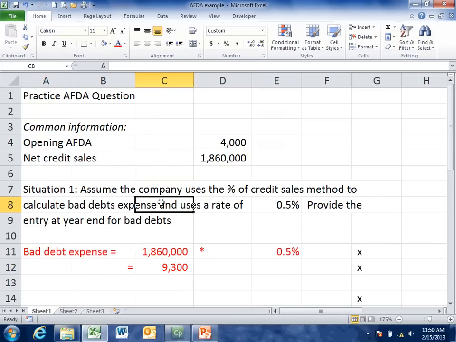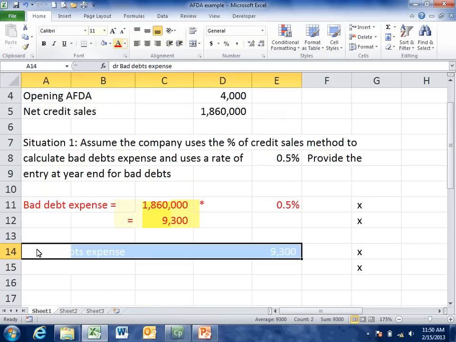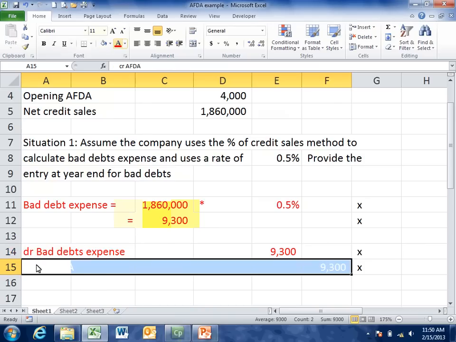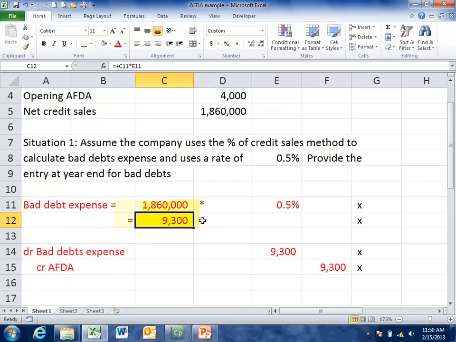And we know that because we're using the percentage of credit sales method, that $9,300 can go right to my journal entry. I ignore what's in AFDA, because I'm focused on the income statement method, that number becomes my expense. So my journal entry at the end of the period is a debit to bad debt expense for $9,300 and a credit to AFDA for $9,300. Okay? So again, percentage of credit sales, we're focused on the income statement, so the number you calculate is your bad debt expense. There's no adjustment for the opening AFDA.